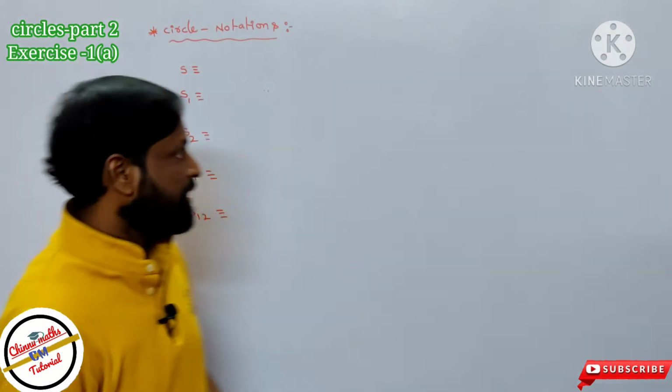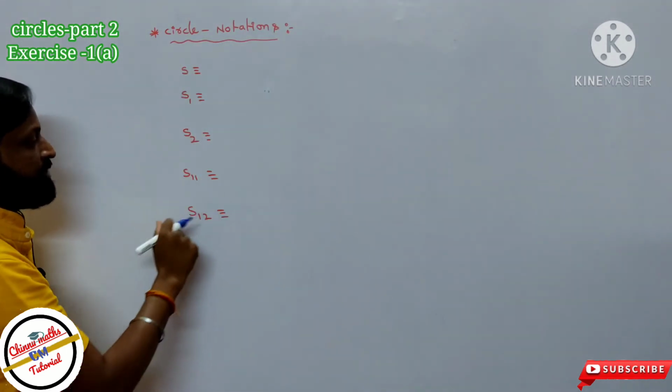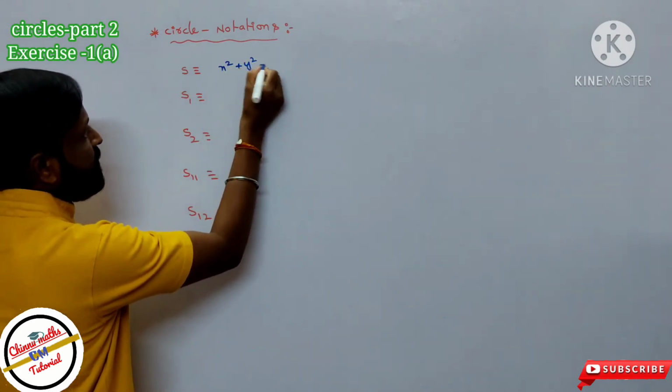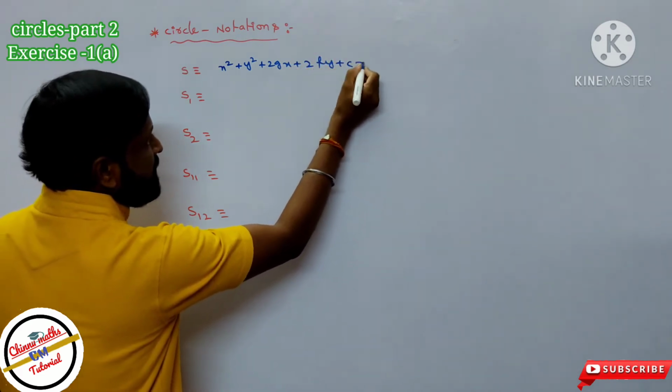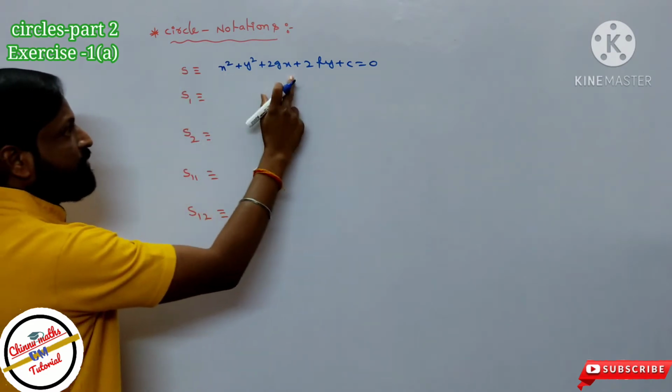Next we discuss circle and notations. Throughout these topics you can use these notations. The notation S equal to x square plus y square plus 2gx plus 2fy plus c equal to 0. This equation is denoted by S. The notation S equal to this one, S equal to 0.